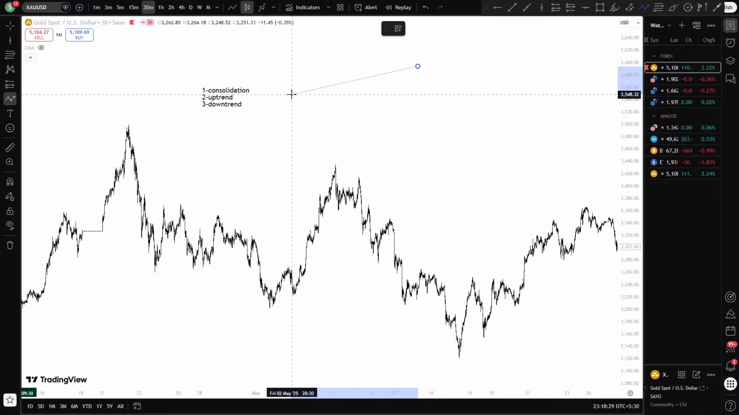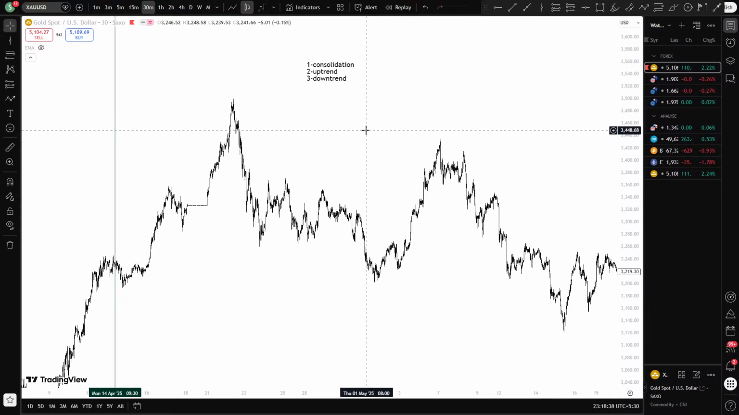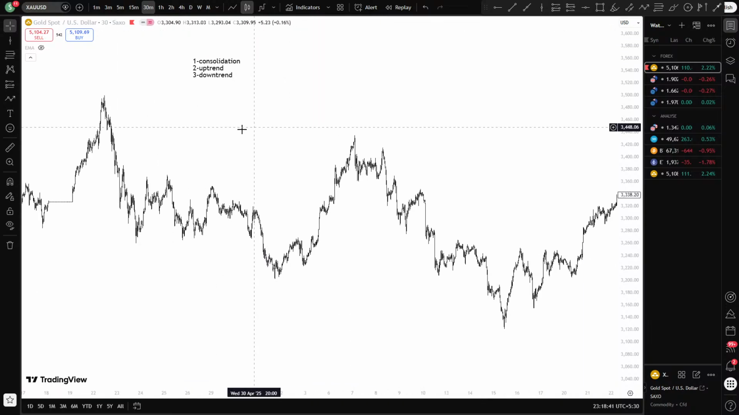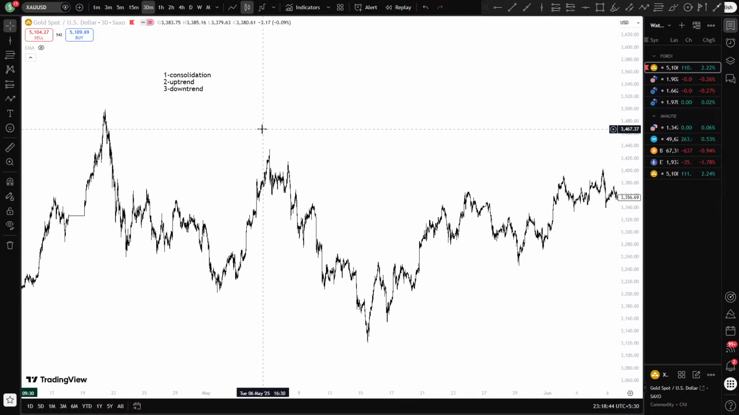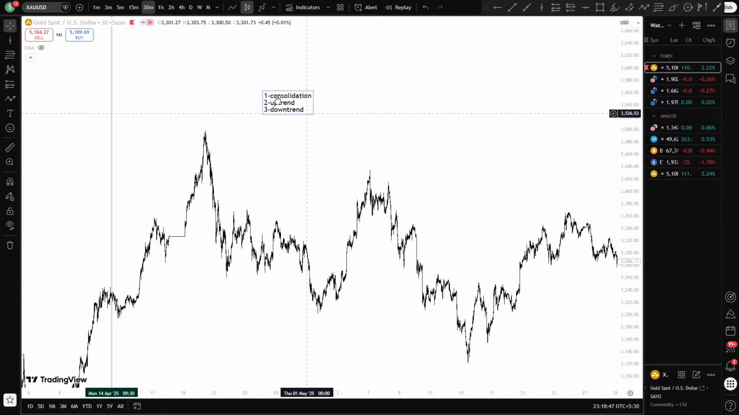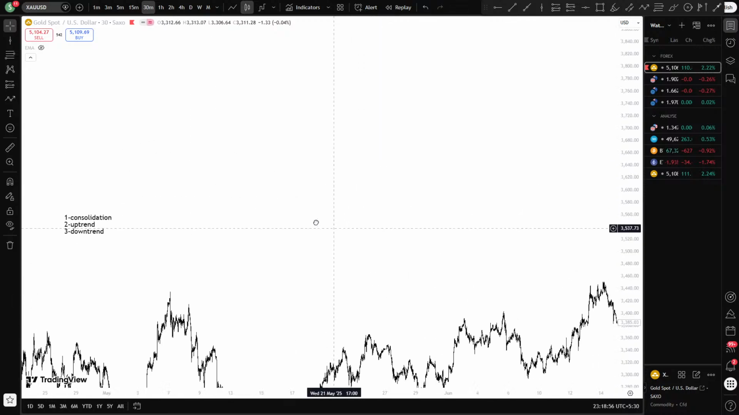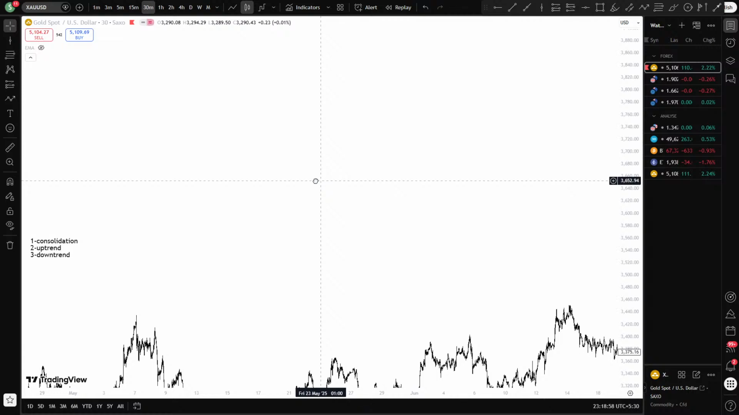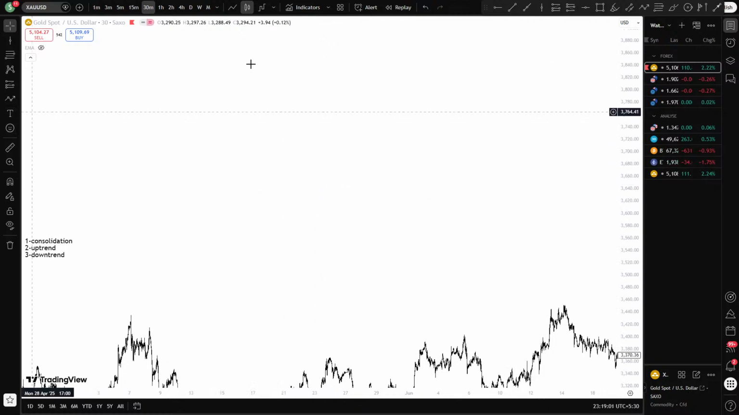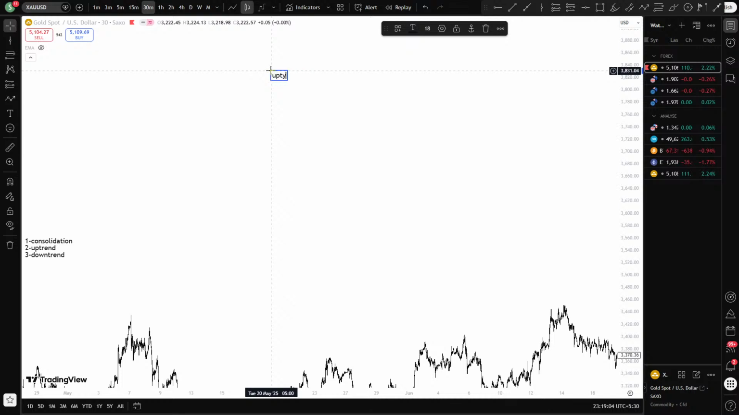Today we are going to take a look at the three in a nutshell. Then as time goes on, we are going to take a look at these structures in detail. Before we get to consolidation, we are going to start with uptrend, then we'll talk about downtrend.